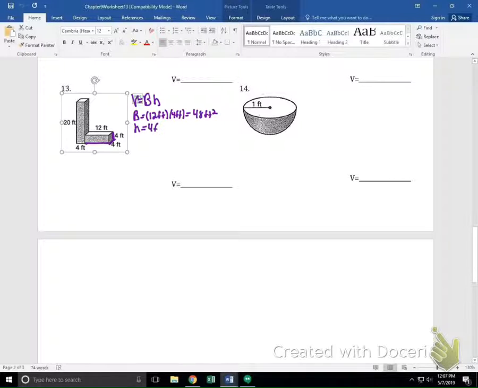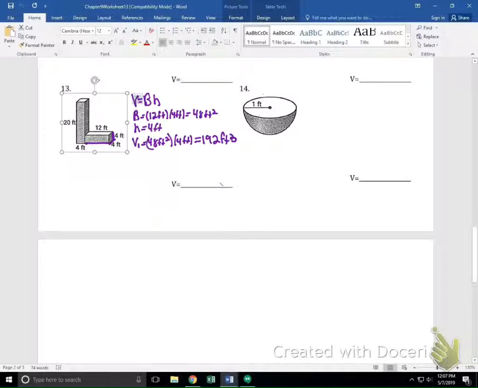Yep, 4. So the volume of our first figure is going to be 48 feet squared times 4 feet. What is it? Can you say it one more time? 192. Okay, so that's our first part.